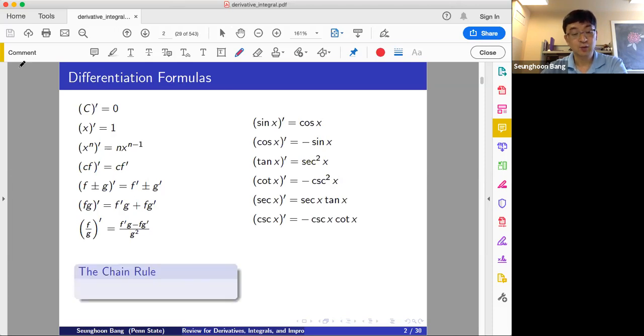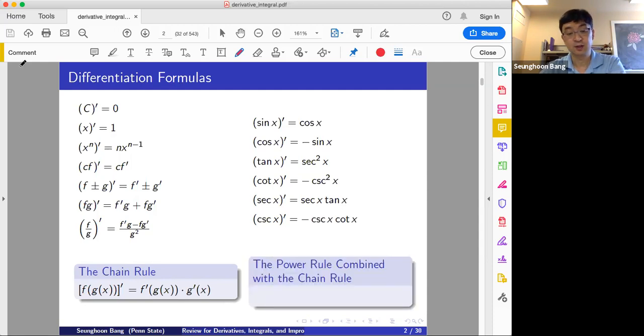So we have a chain rule. The f of g of x prime is f prime of g of x times inner function g prime of x. The power rule combined with the chain rule: g of x to the power n prime is n times g of x to the n minus 1 times g prime of x.